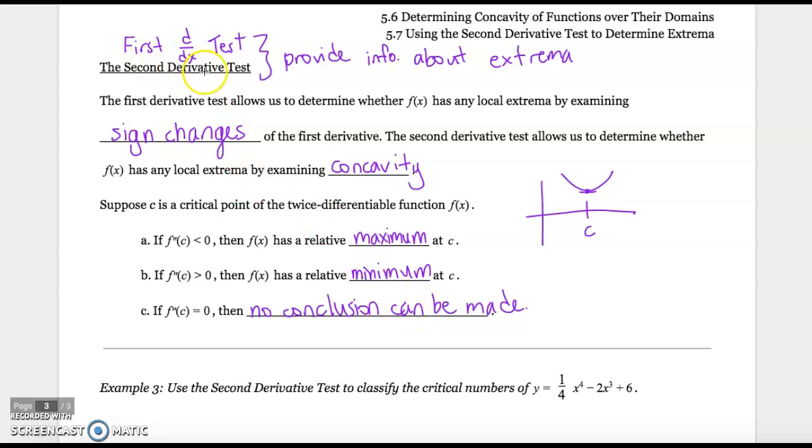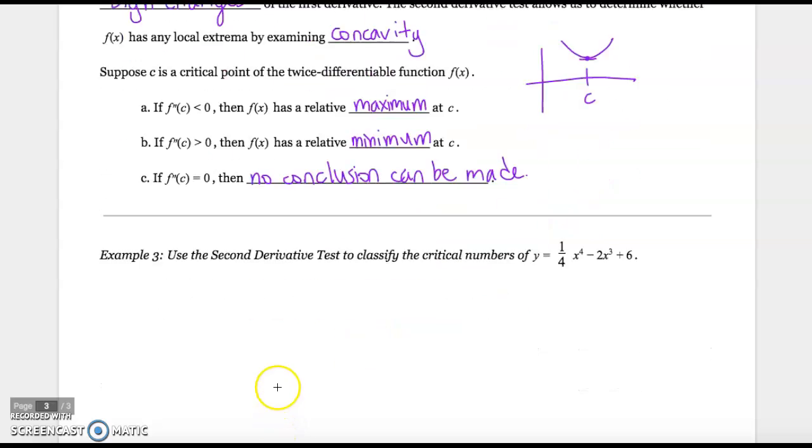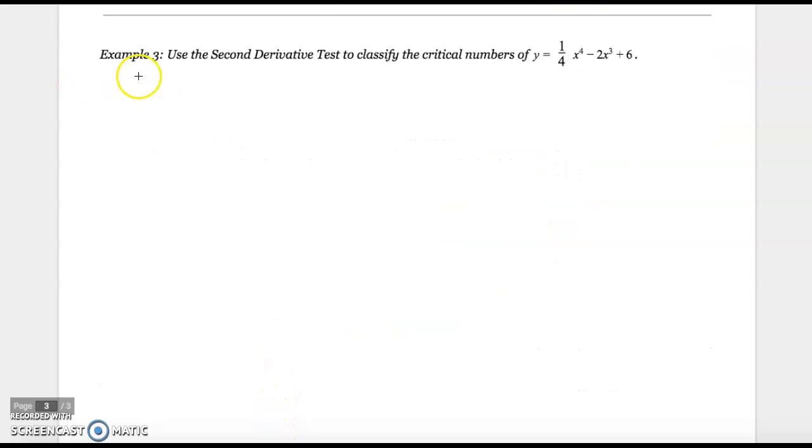So like I said, the second derivative test doesn't pop up as often, but you can sometimes classify your critical numbers or your critical points of your functions using the second derivative. So we're going to try it here. You're going to use the second derivative test to classify the critical numbers of this original function, which means we need to find our critical numbers first.